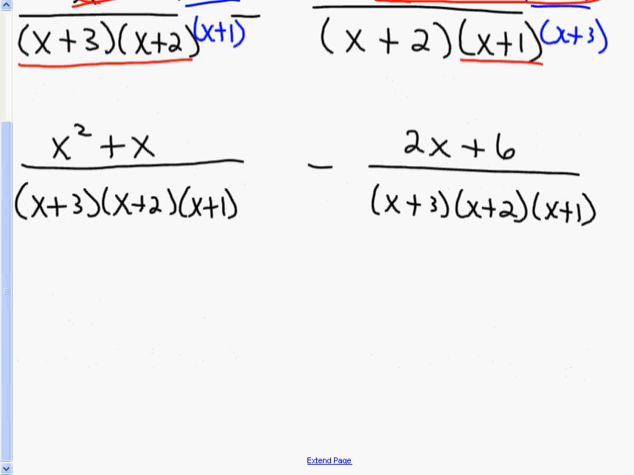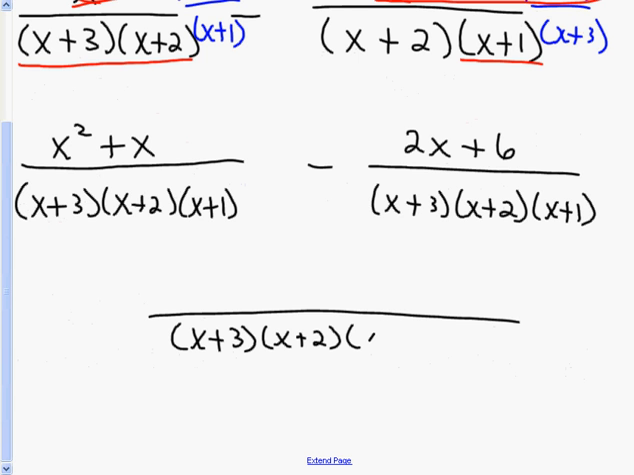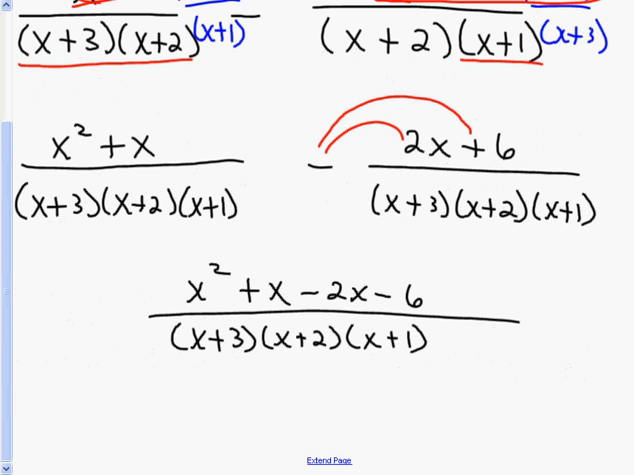Now I'm back to my old stuff. I have my common denominator. I have my denominator of x plus 3, x plus 2, x plus 1. And so now I want to do the operation that I need to do in the numerator, which in this case tells me that I want to subtract. Be careful with subtraction. So this is going to be x squared plus x, and then I have a minus, and so that minus is going to get taken to both of my terms there. So that's going to become a minus 2x and a minus 6. You're distributing that negative 1 into both of your terms.